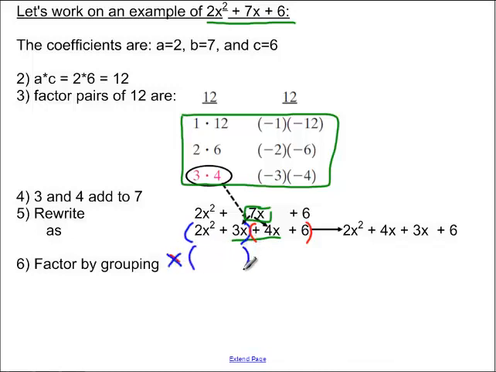And what's left over? 2x squared divided by x gives me 2x. Plus 3x divided by x gives me just plus 3. And we can confirm this by distributing this x to what's inside the parentheses. X times 2x gives me 2x squared. X times positive 3 gives me 3x. So that's a correct factorization of this blue up here.